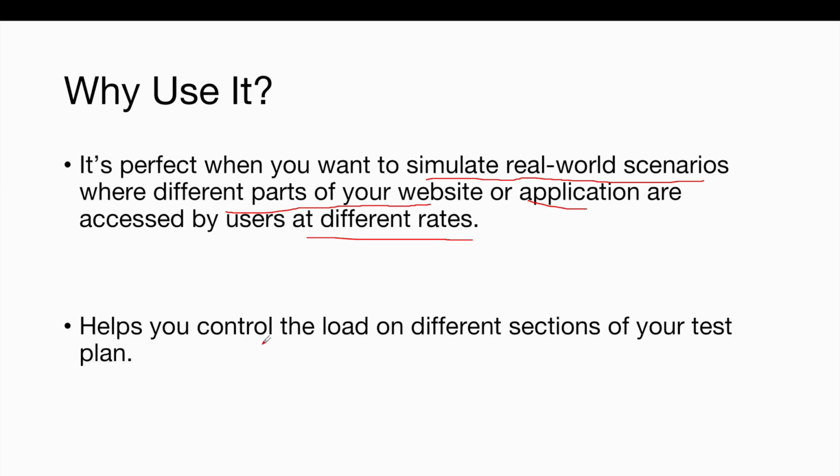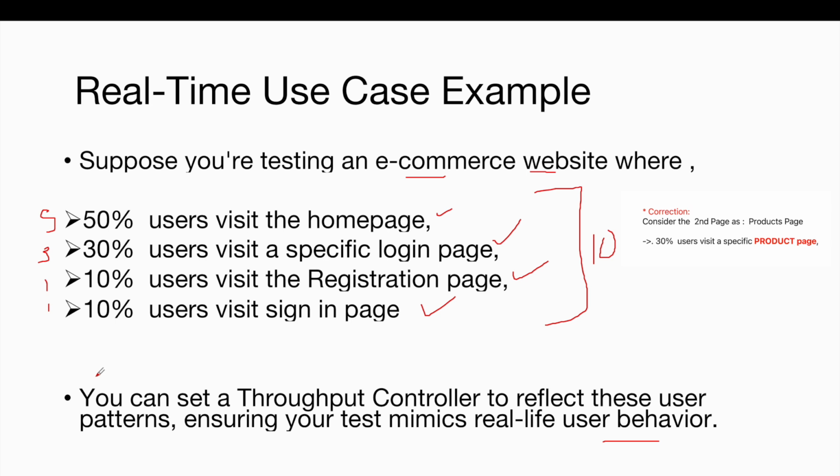Throughput controller helps you to control the load on different sections of your test plan. You can apply different load on different sections of your test plan. Now let me open the JMeter and let us practically understand how we can implement the throughput controller. We will practically implement this particular real-time use case using throughput controller.